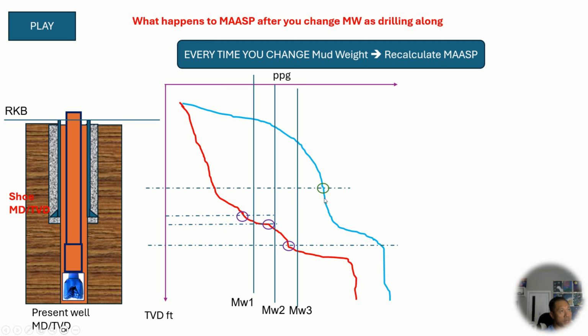At this shoe, you have a leak-off test or FIT or extended leak-off test, whatever. With that strength test, you can use the same mud weight number 1 to drill from this shoe out. But before reaching this point here, you need to increase mud weight to deal with the increment of the pore pressure. Similar here, you need to increase mud weight prior to reaching the shoe depth. So that's the reason you need to increase mud weight.